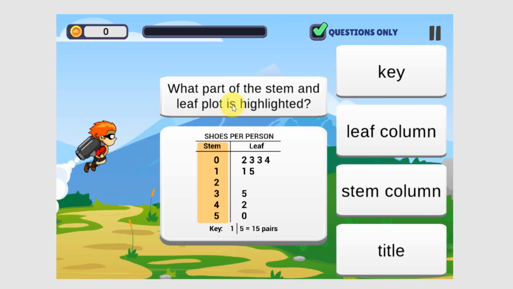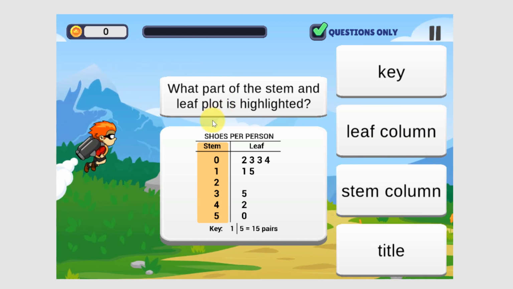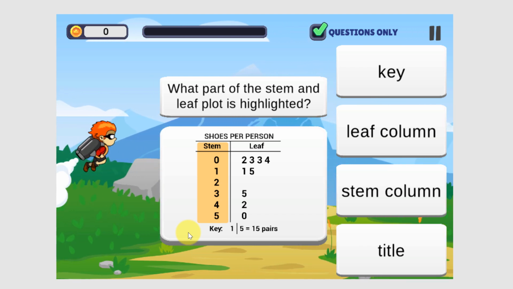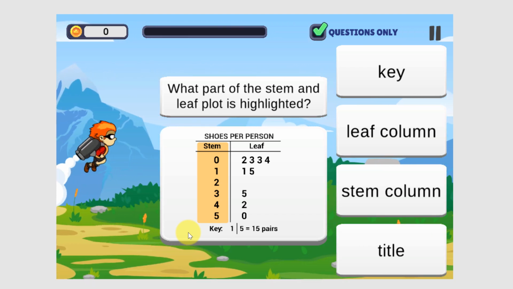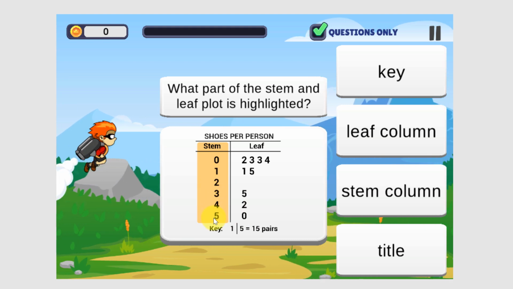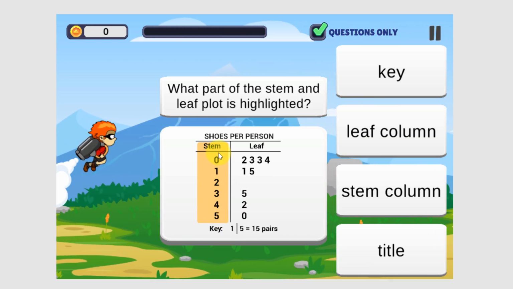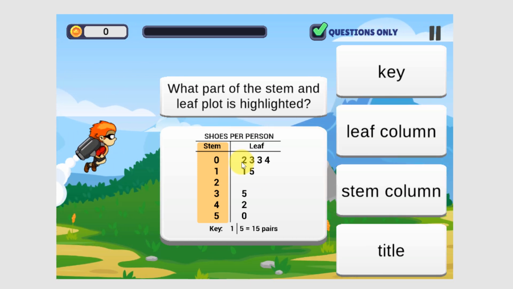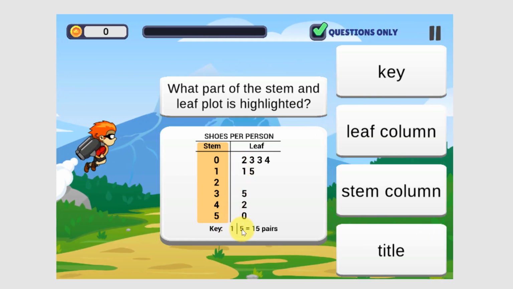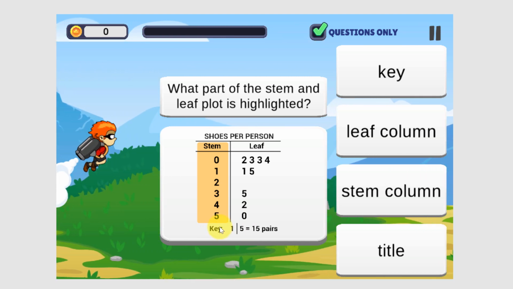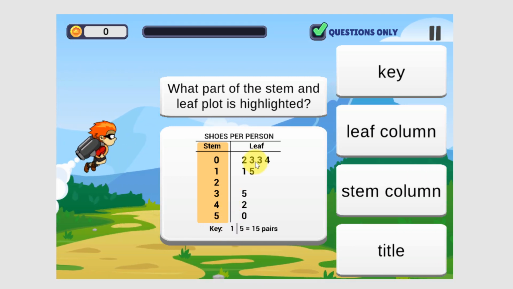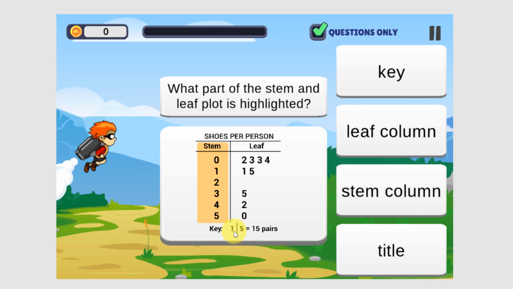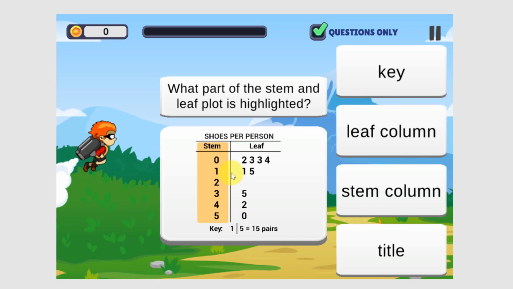What part of the stem and leaf plot is highlighted? Now this is a very different kind of chart than the last one. It's called a stem and leaf plot. You have the stem on the left side and you have the leaf on the right side. And what you want to do is look at the key. The key tells you what the stem means and what the leaf means. And that line between the 1 and the 5 is the line between the stem and the leaf.